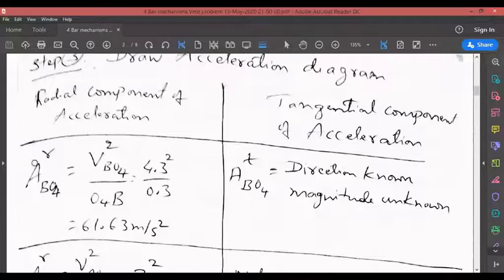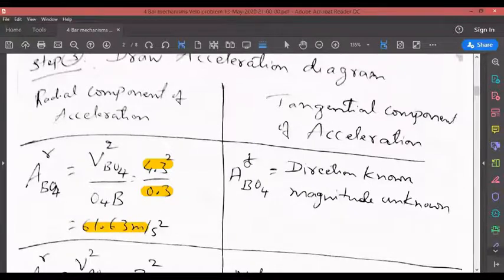Let us take the first radial component of link BO4. The formula for radial component is the velocity of that link squared divided by the length of that link. So the radial component of BO4 is equal to the square of the velocity of link BO4 divided by the length of link BO4. By measurement we got 4.3 as the velocity, and 300 millimeters is the length of the link. If you convert into meters, that is 0.3, and we get 61.63 as the radial component.